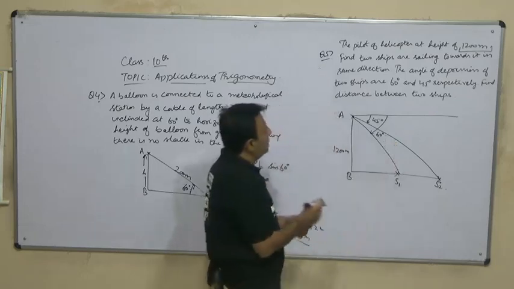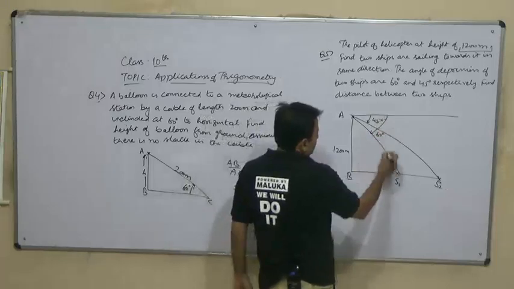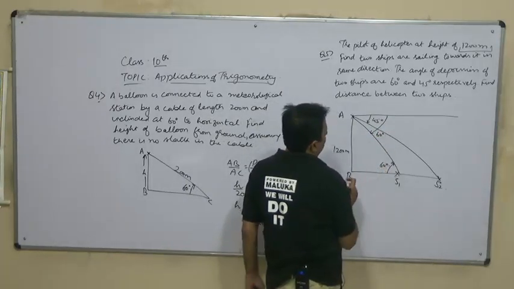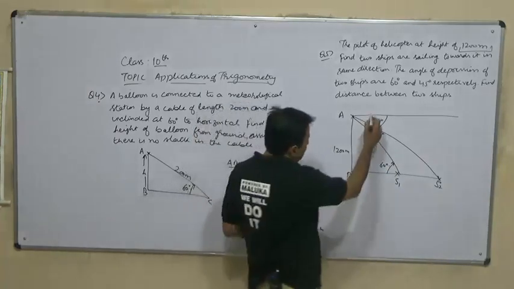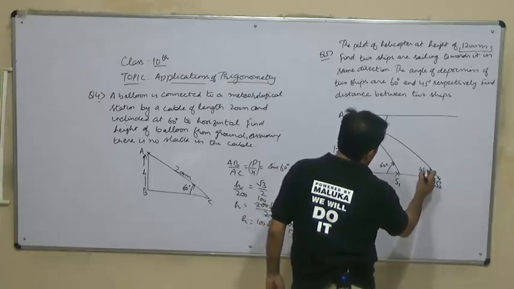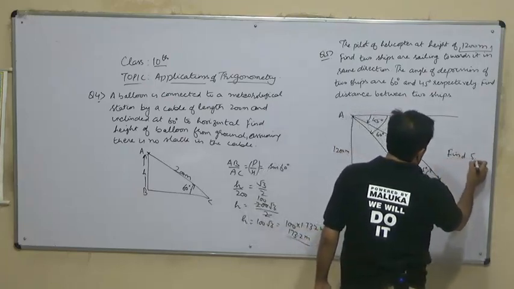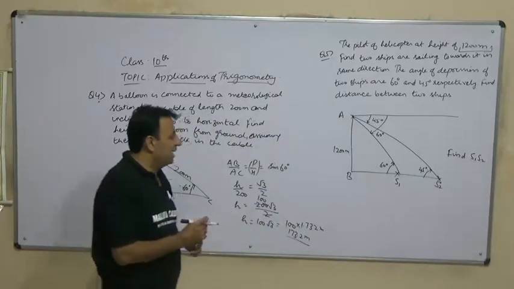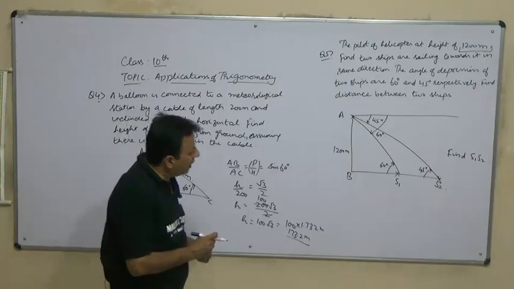Comparing on the same basis, these two are parallel lines, and we can see that this will be your 60 degree, because we know that the angle of depression is equal to angle of elevation, and this will be 45 degree. We want to find S1S2. So for this we will find BS1 and BS2. So for this we will consider the two triangles.